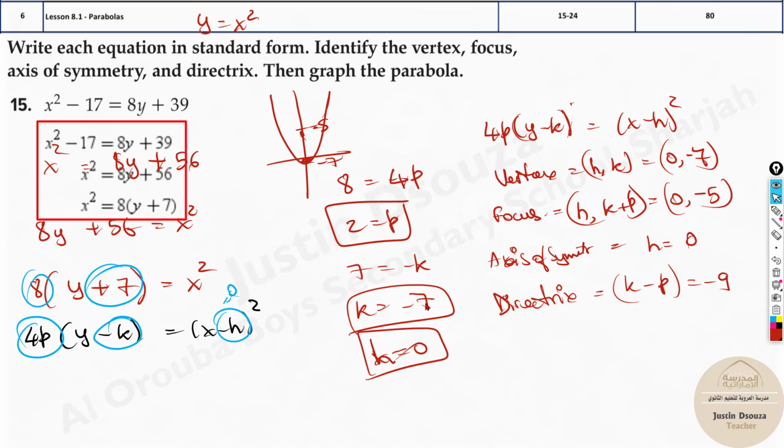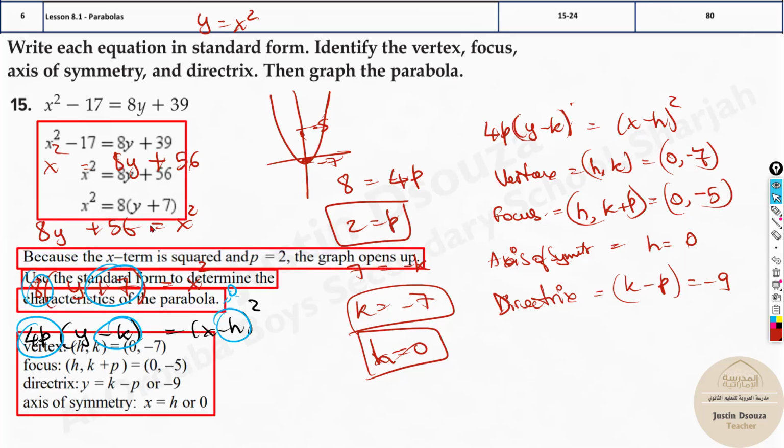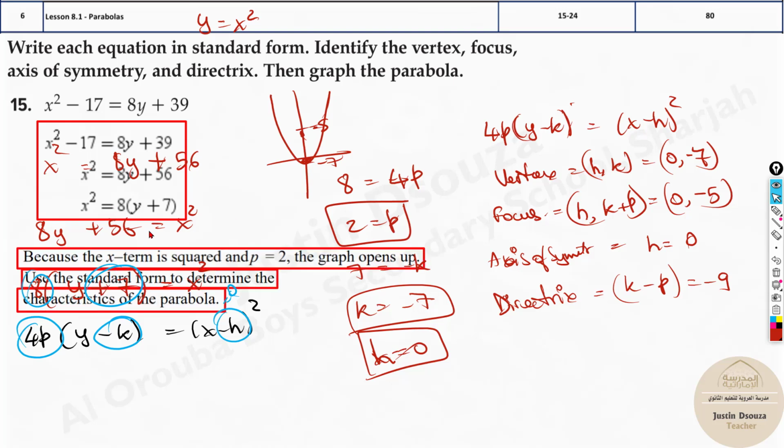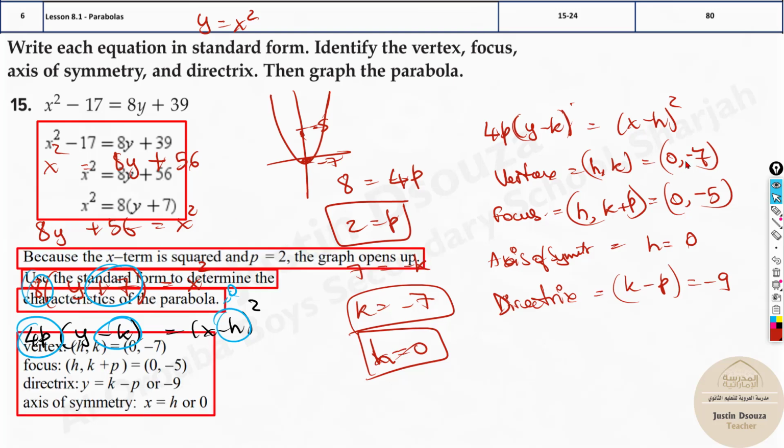Let's just look into it. You can see this is the standard form we also got. We have just written it the other way around. You can write it this way also, it's fine. And then here, first is the vertex (0, minus 7), then the focus (0, minus 5). Now the directrix was minus 9, and the axis of symmetry is 0. With this information, you can graph.